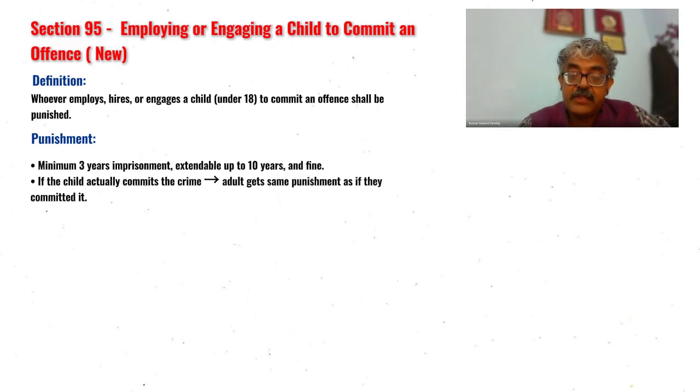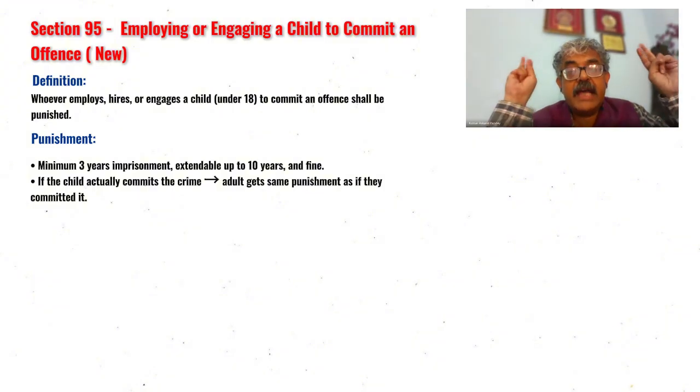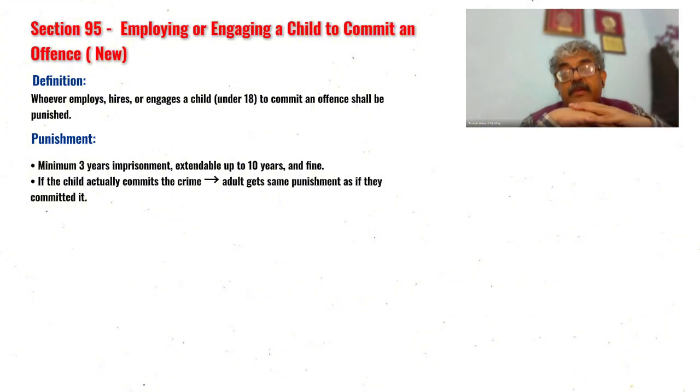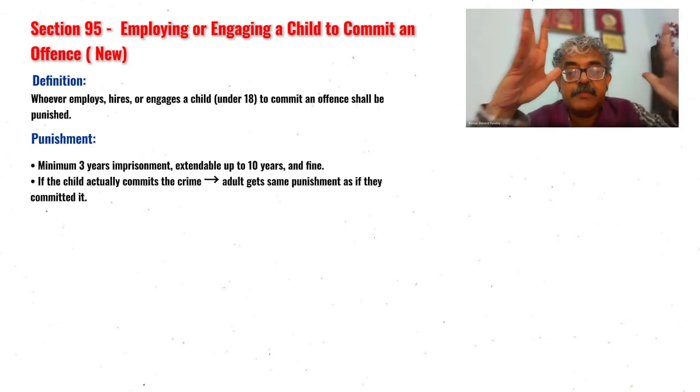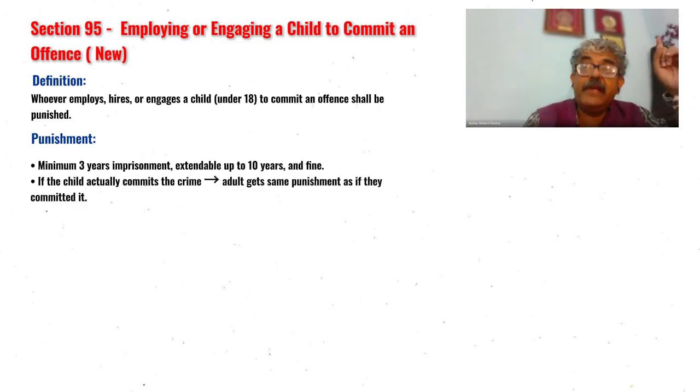Section 95 says that hiring, employing, or engaging a child to commit an offense is an offense in itself, with a minimum punishment of 3 years, which may go up to 10 years, and fine. If the offense is committed by the child, the person hiring, employing, or engaging the child shall be punished with the punishment prescribed for the offense. The child may not be punishable for whatever reason.